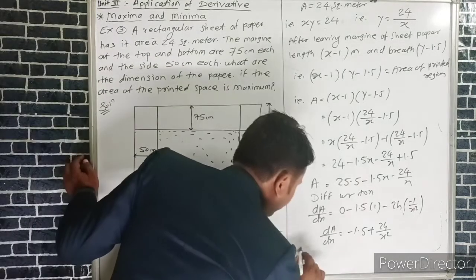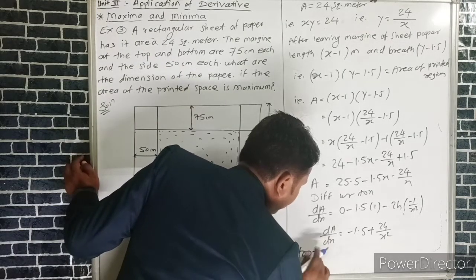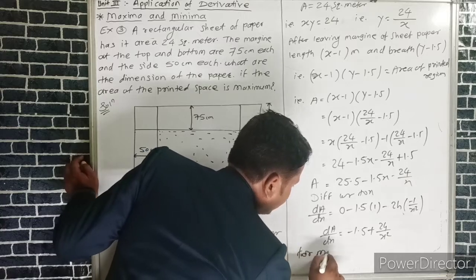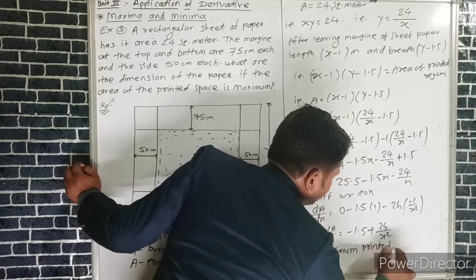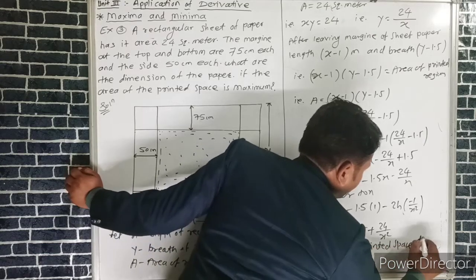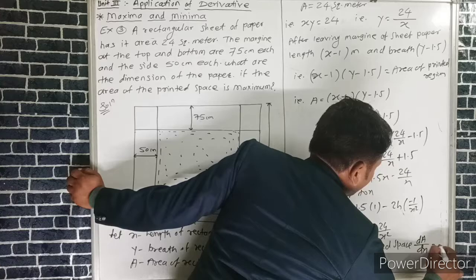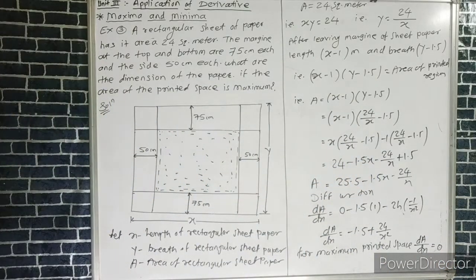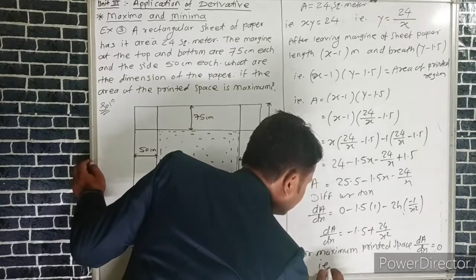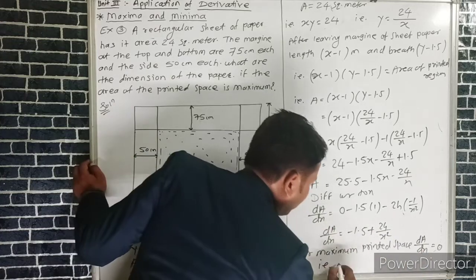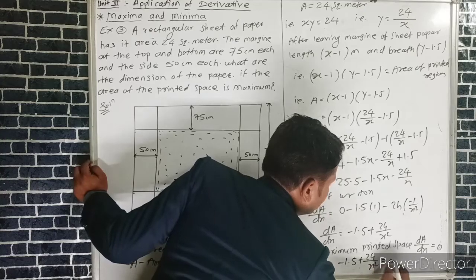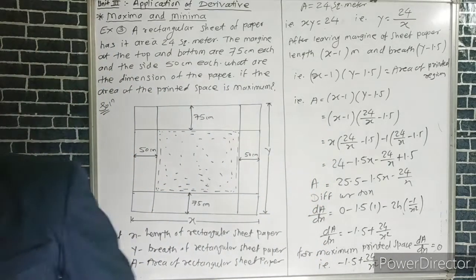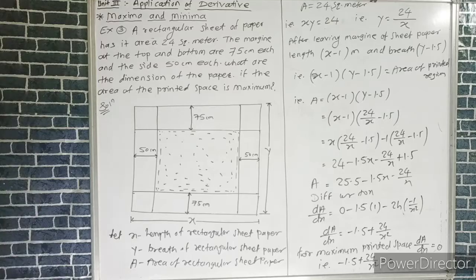For maximum printed space, dA upon dx is equal to 0. That is, we can write the value of dA upon dx is 0 minus 1.5 plus 24 upon x square, which is also equal to 0. So here we have to find the value of x, which is the length of the rectangular sheet.